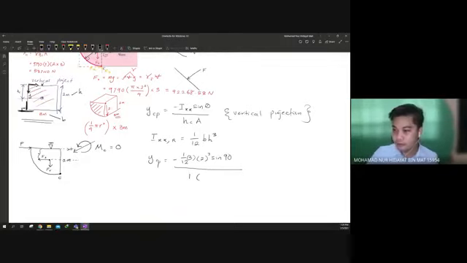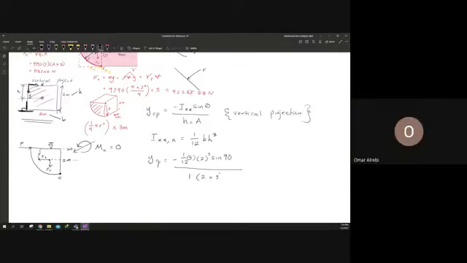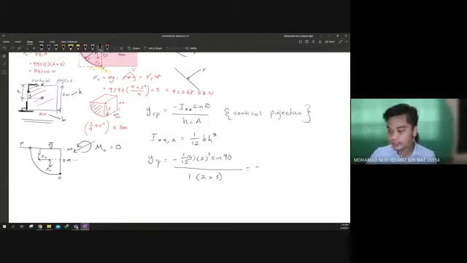Multiplied by the area of this vertical projection, which is 2 multiplied by 3. So you will get negative 0.333 meter. So what does it mean? YCP negative means it is below the centroid. Where is the centroid of this? From the surface, it is 1 meter, right? From here to here is 1 meter.